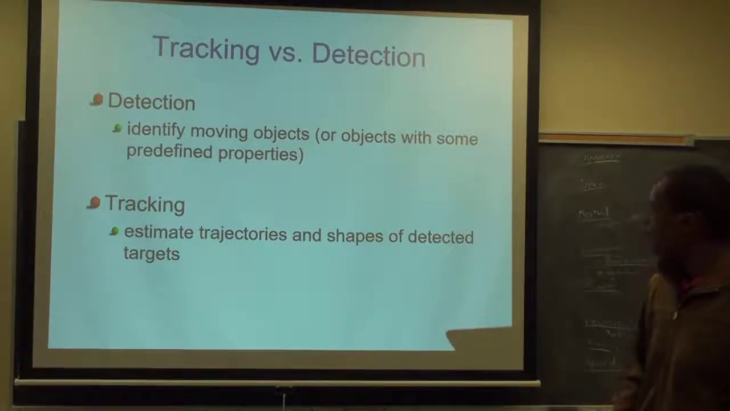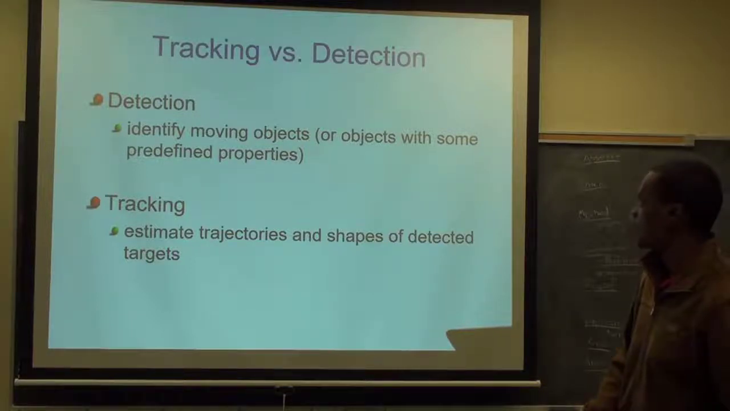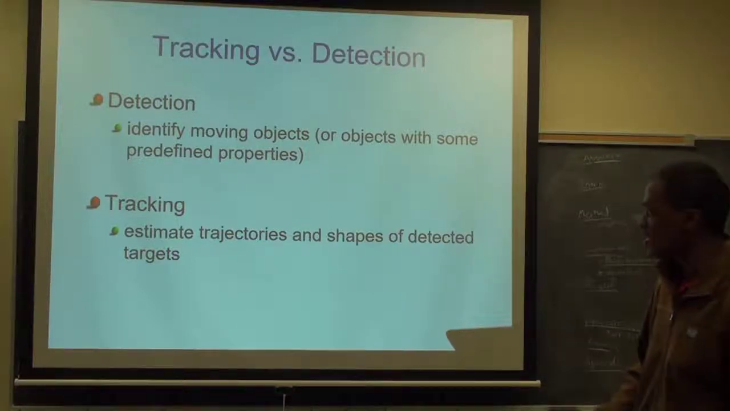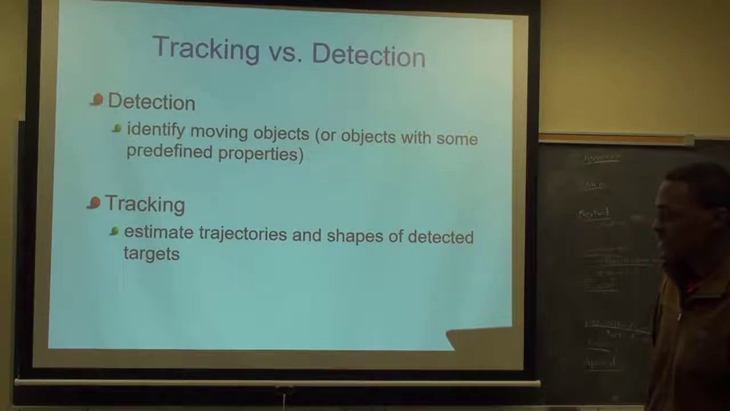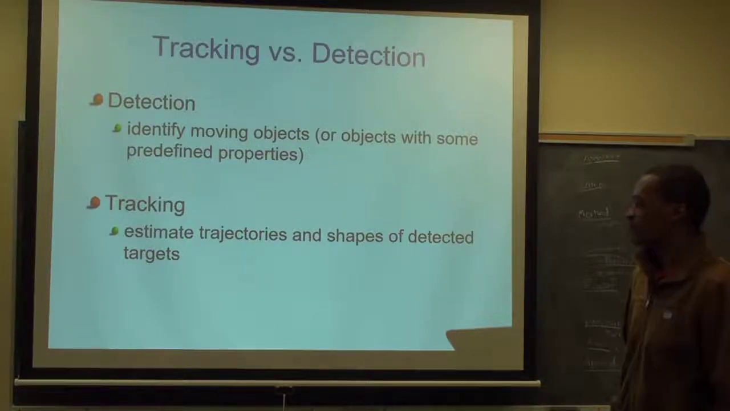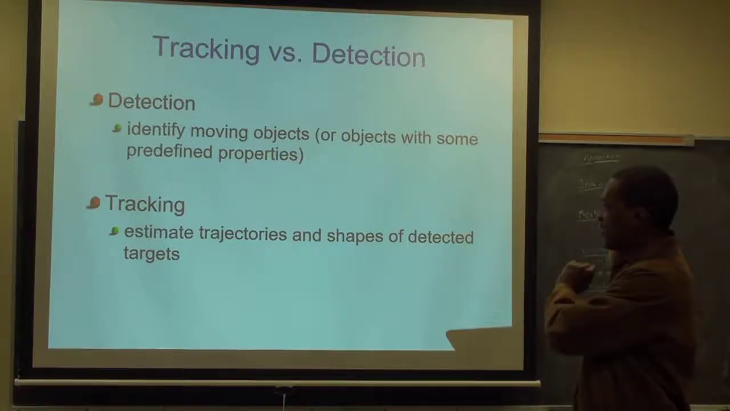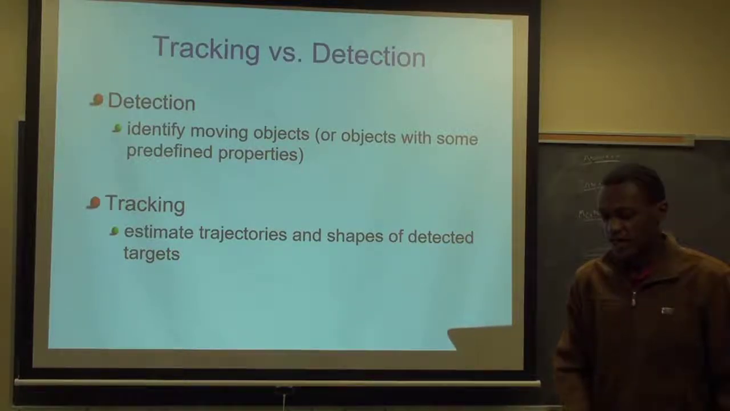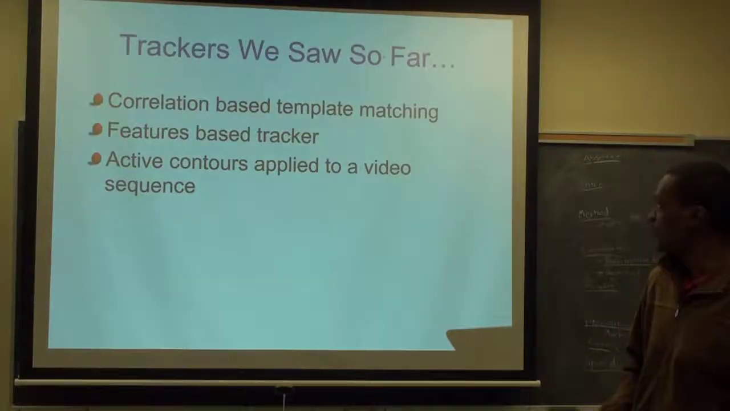But first, we have to differentiate between detection and tracking. Detection is identifying moving objects with a predefined property, while tracking is estimating the properties. Tracking is like drawing a line showing where the object is moving across the image, across the video. We're going to look at further examples still.